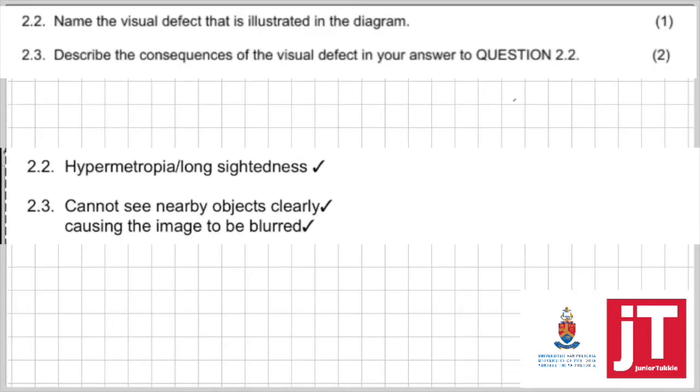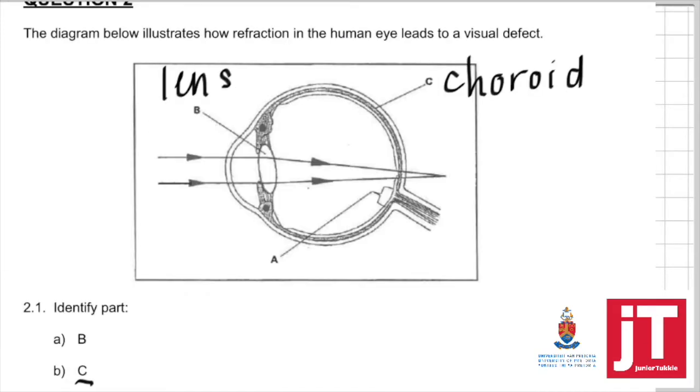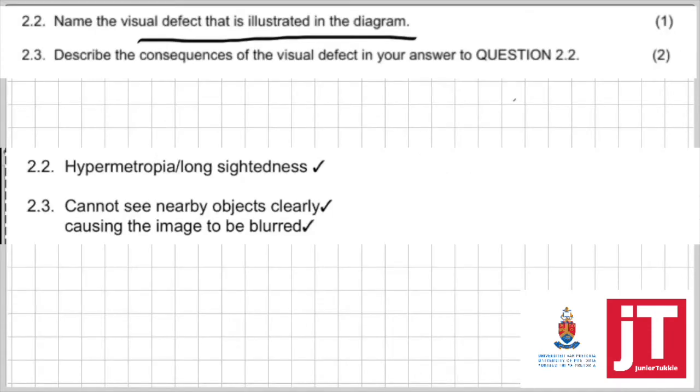Question 2.2. They want you to name the visual defect that's illustrated in the diagram. If you look at the diagram, the image falls behind the retina. And that could only be hypermetropia, long-sightedness. I would rather use the word hypermetropia instead of long-sightedness. That is a scientific term.